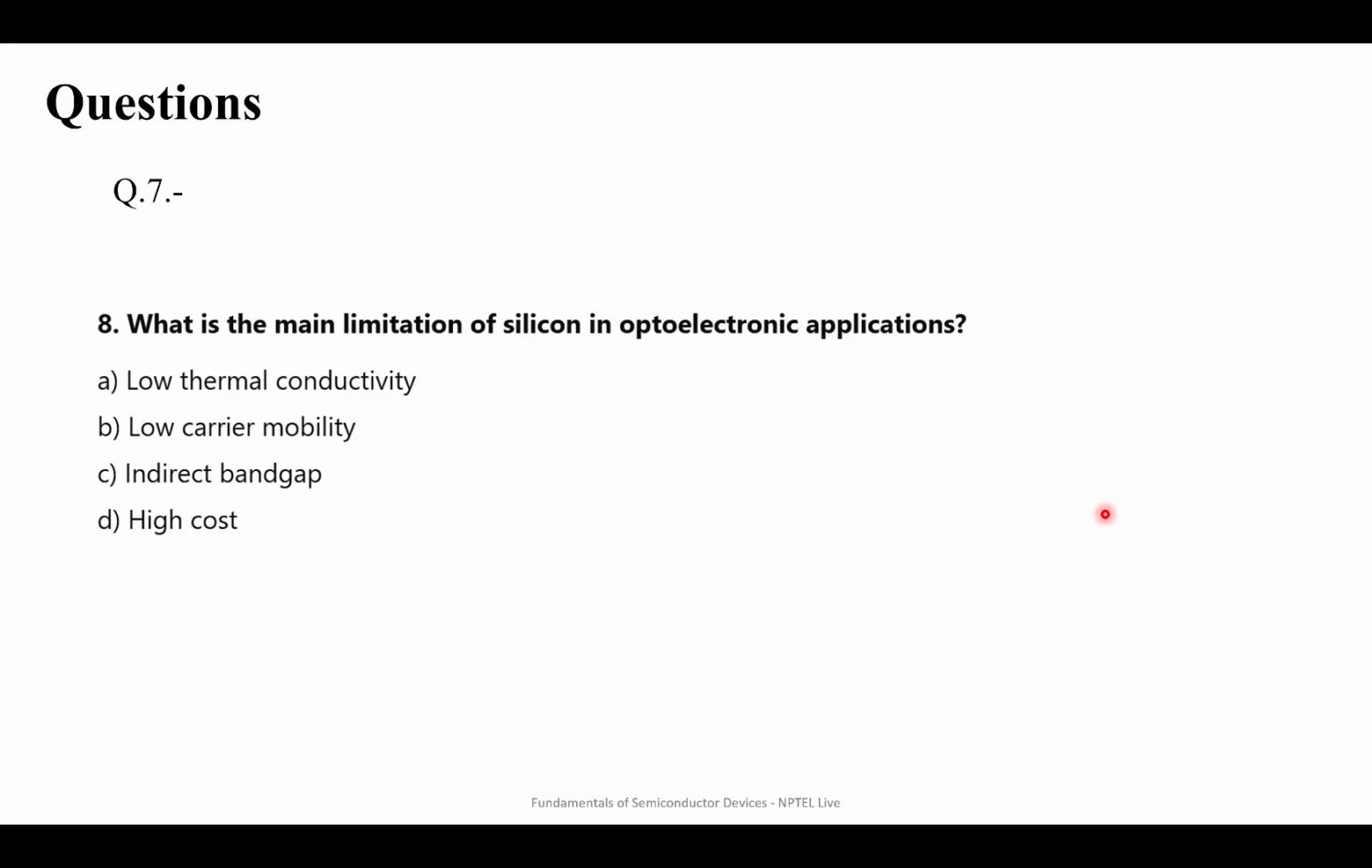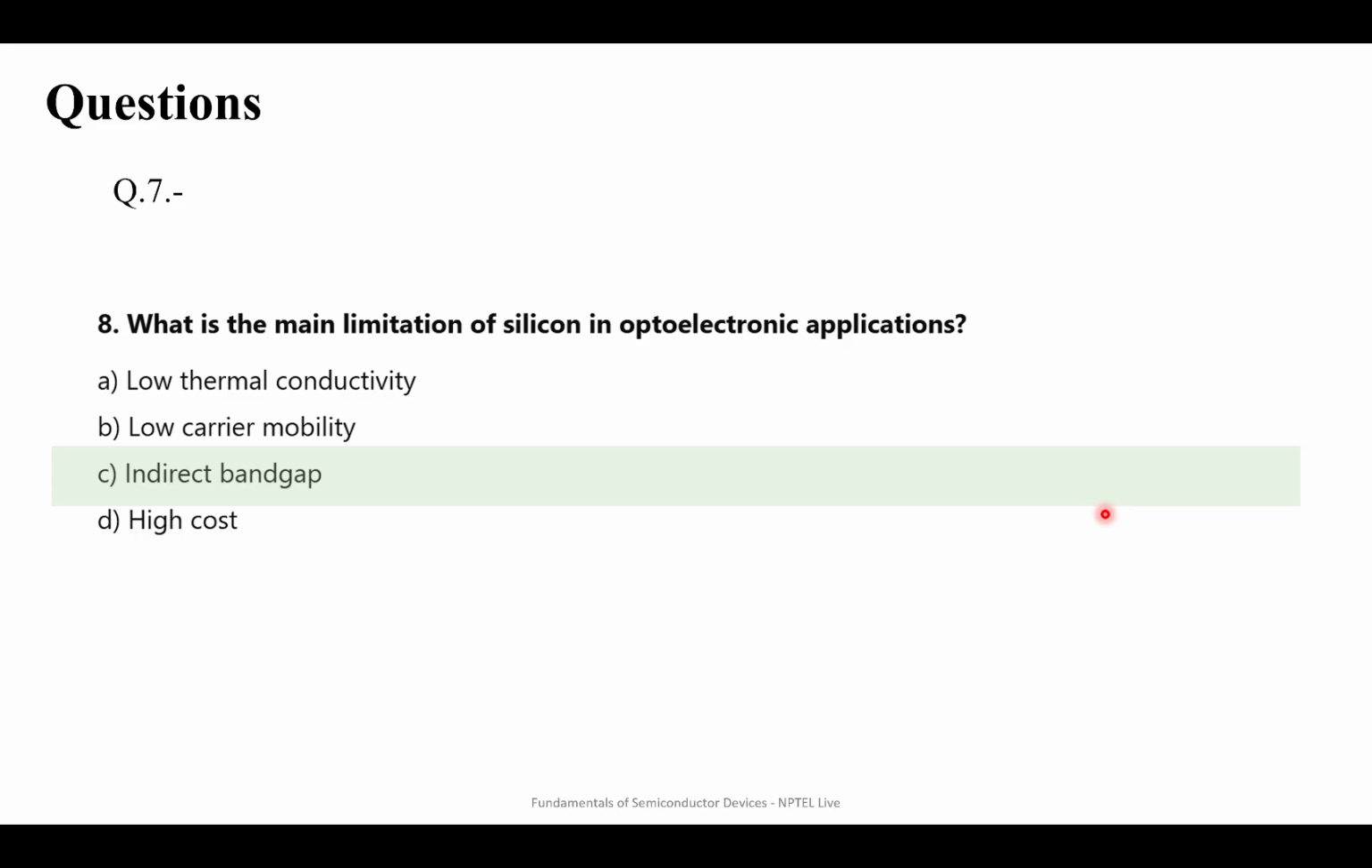What is the main limitation of silicon in optoelectronic applications? Low thermal conductivity, low carrier mobility, indirect band gap, high cost. Indirect band gap, sir. That is correct. The answer would be indirect band gap.